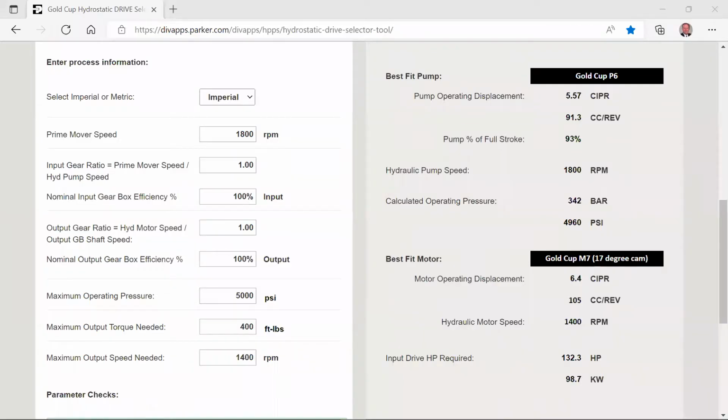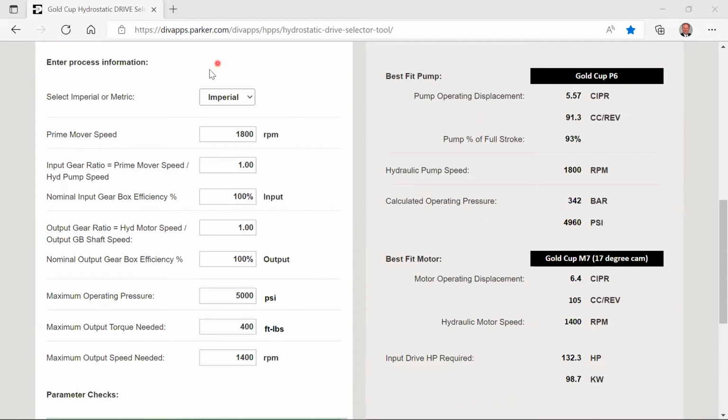The data screen's divided into two separate sections. On the left-hand side, you see input data. All of this data can be modified. On the right-hand side is the results, the calculated output data, and also providing in the bold black text boxes, the best fit gold cut pump and the motor for the application.